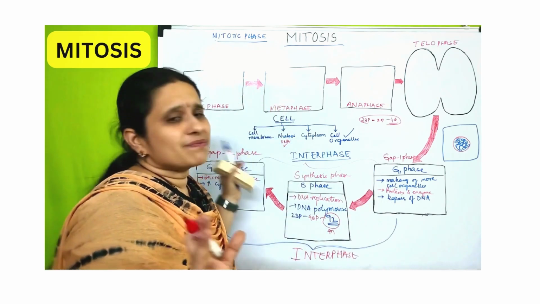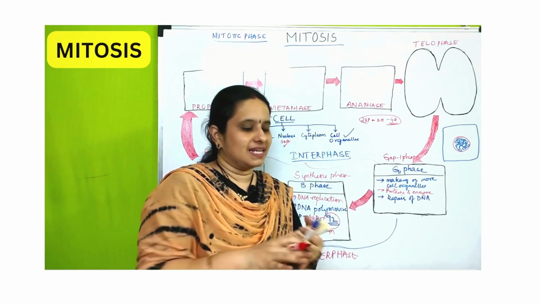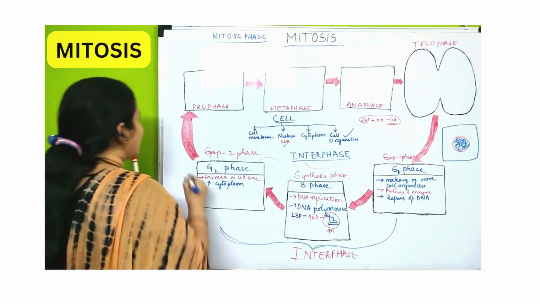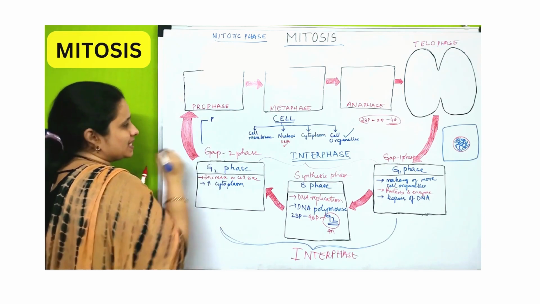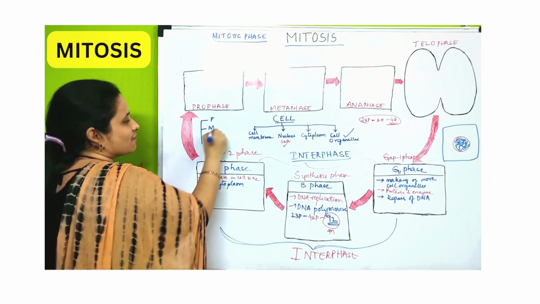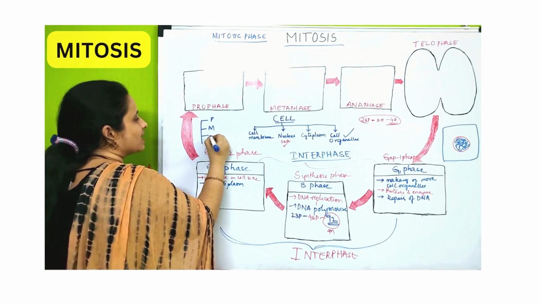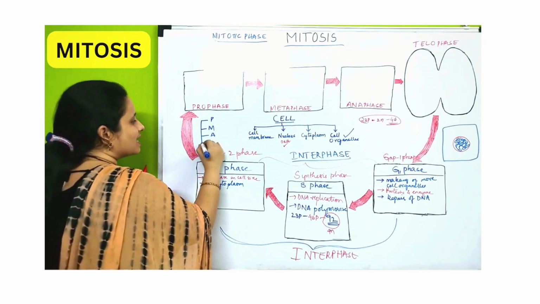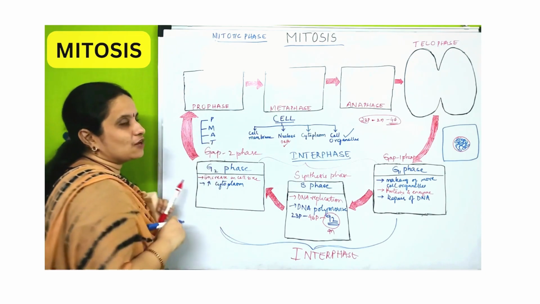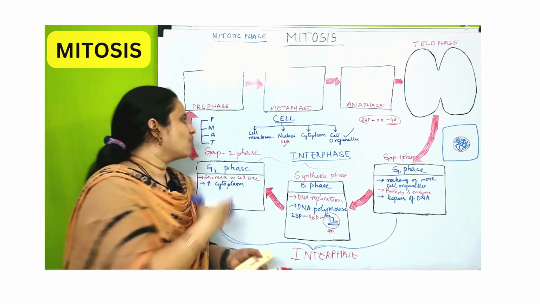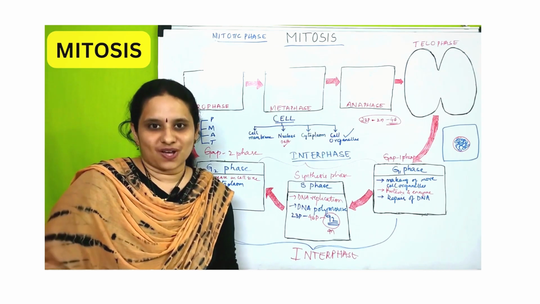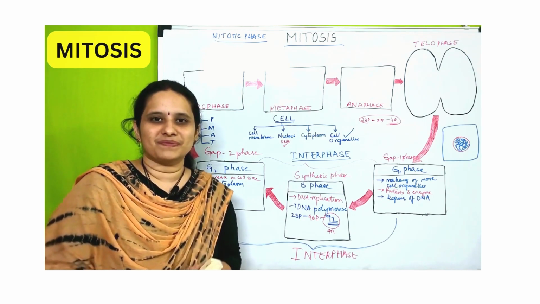So now to remember these 4 phases easily, you can say like this. The first one is prophase, P, the second one is metaphase, M, the third one is anaphase, A, and the fourth one is telophase, T. PMAT. If you remember PMAT, you can remember all the four stages of mitosis. Isn't it very easy to remember?